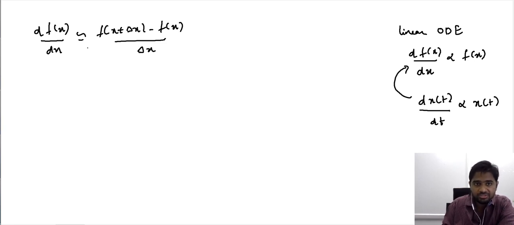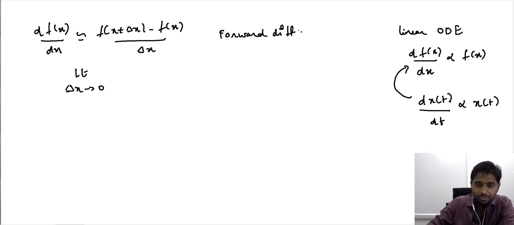The approximation sign changes to an equal sign when we impose the limit delta x tends to 0. This approximation is what we refer to as the forward difference approximation. When you adopt a forward difference approximation, you fix the delta x value and then find the derivative of a given function.